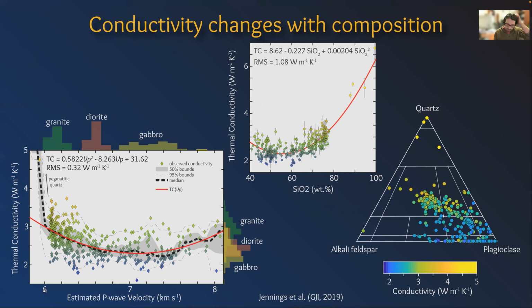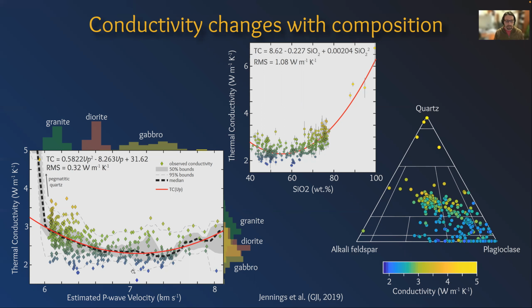So looking here, we're looking at estimated seismic velocity and thermal conductivity, going from about 2 to 5 watts per meter per Kelvin. And you'll notice that there is a slight, a weak relationship between seismic velocity and thermal conductivity. So it may be possible to predict thermal conductivity based on seismic velocity.